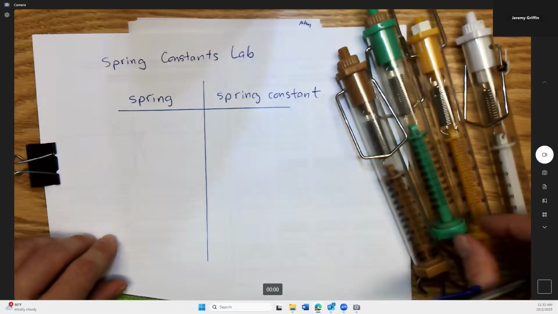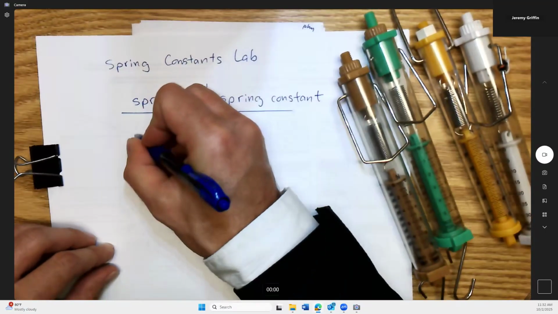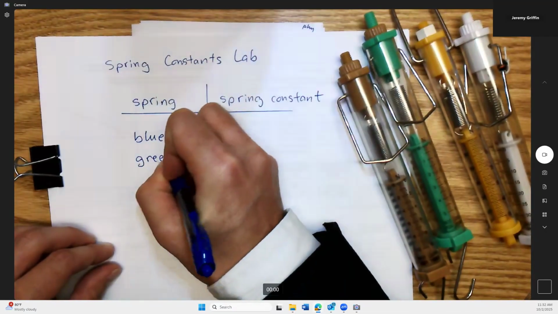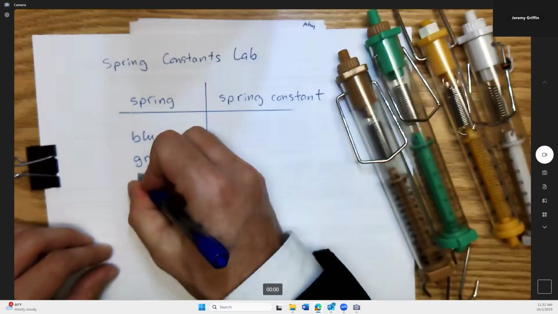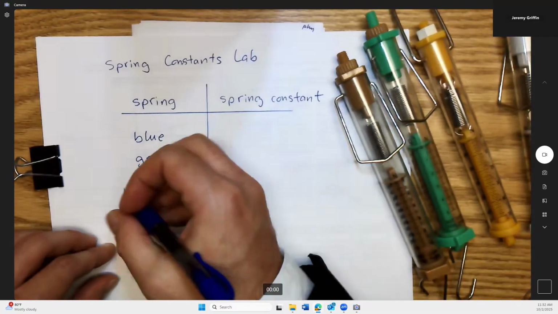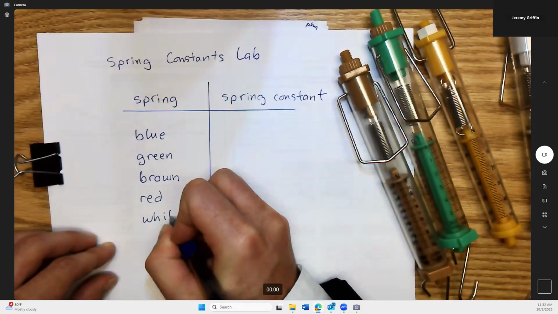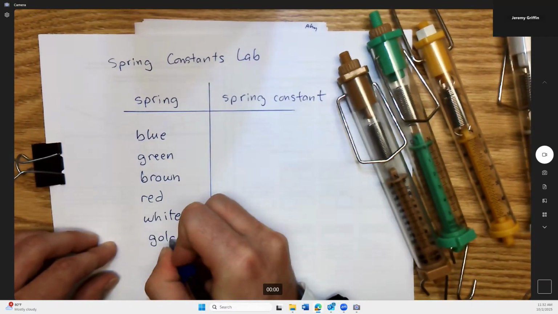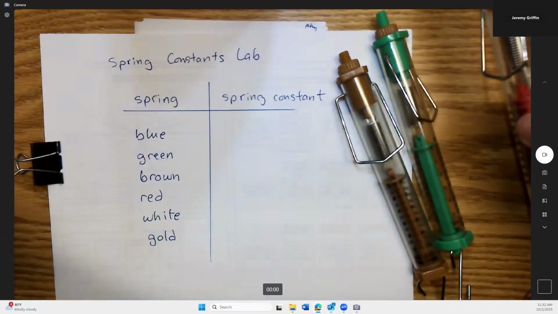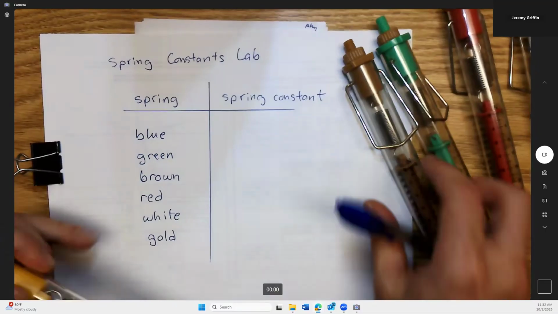Okay, so if I get the order right here, I think the one with the smallest spring constant is the blue scale. Then it goes green scale. Then it's brown scale right here. Then goes red, white, and gold. This was the gold scale, so it's just the stiffest one. So I think I got those in order. Okay, so this should be like ascending spring constants.